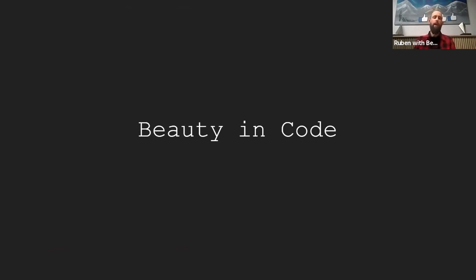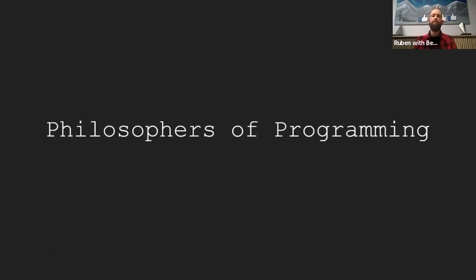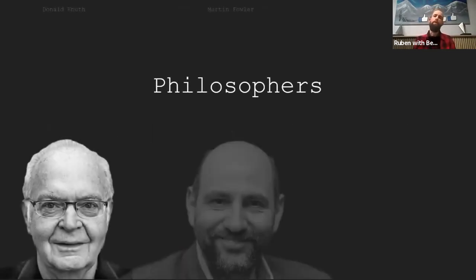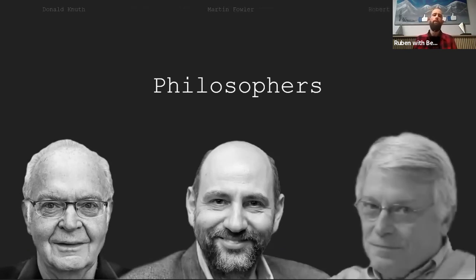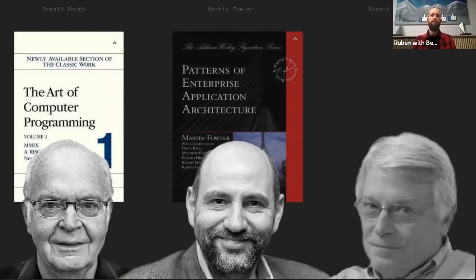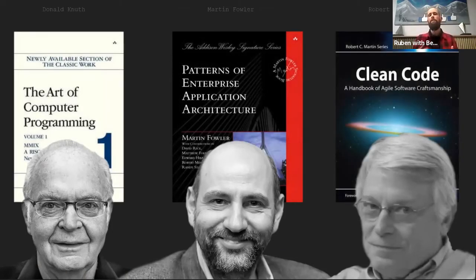For that, we need to turn our heads to the teachers, the thinkers, the theorists, or simply the philosophers of programming. Philosophers such as Donald Knuth, Martin Fowler, or Robert Martin have been, with their work, with their books, explaining and trying to tell us what makes a code beautiful, or as Robert Martin says, what makes a code smell when it's actually bad.